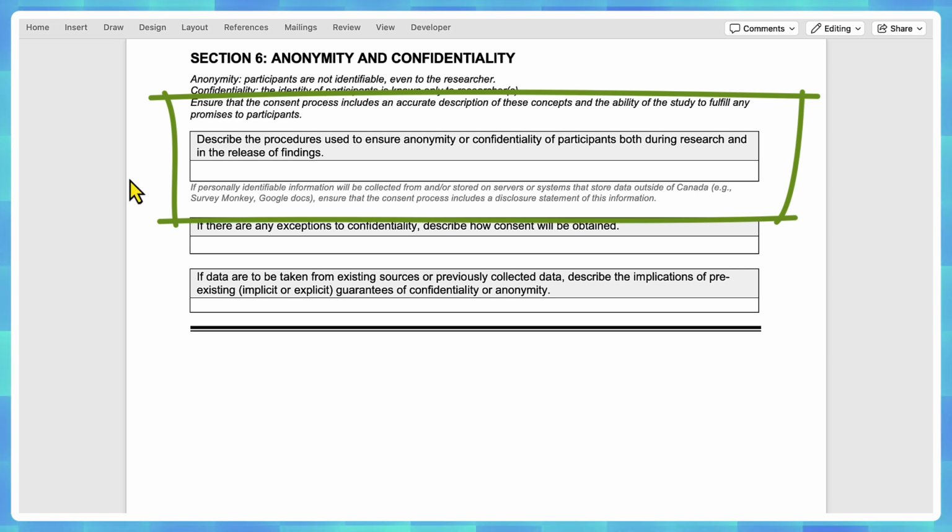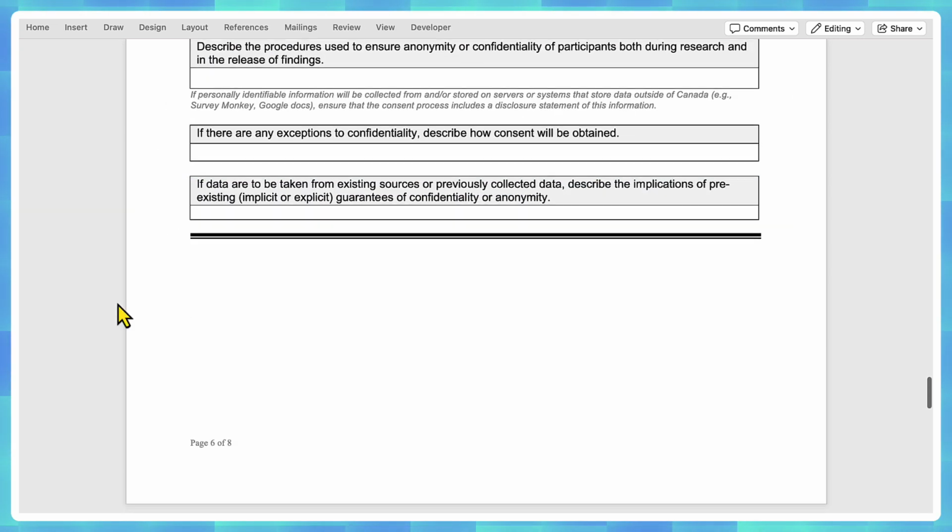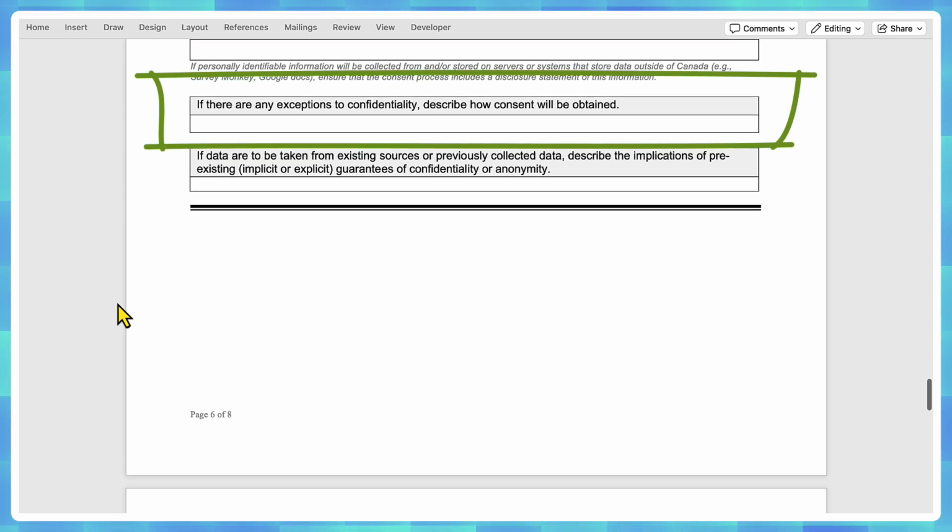And so describe the procedures to ensure anonymity and confidentiality. If there are any exceptions to confidentiality, describe how you will get consent, but also try to minimize those risks of guaranteeing or protecting confidentiality.